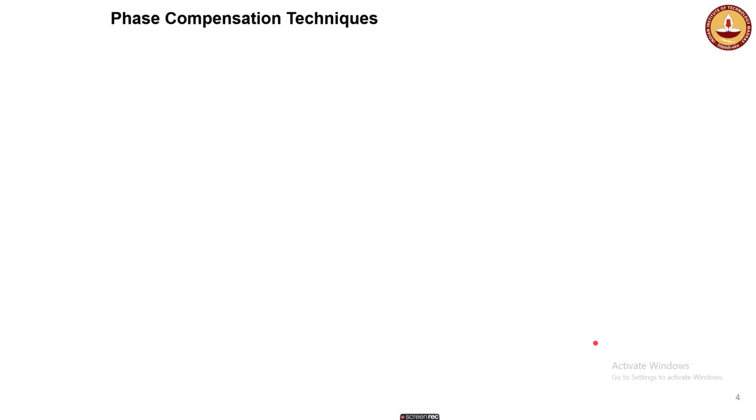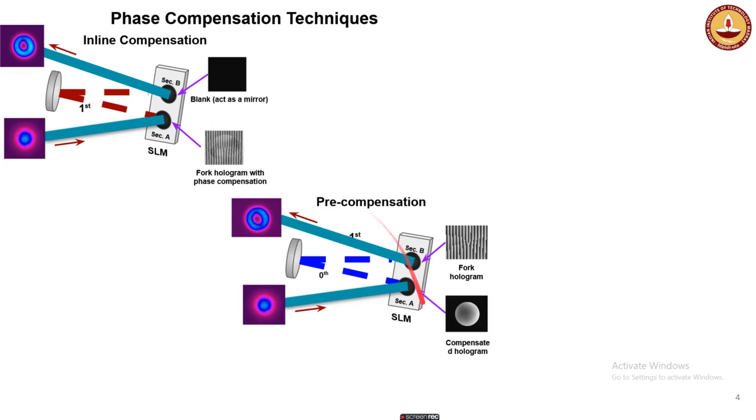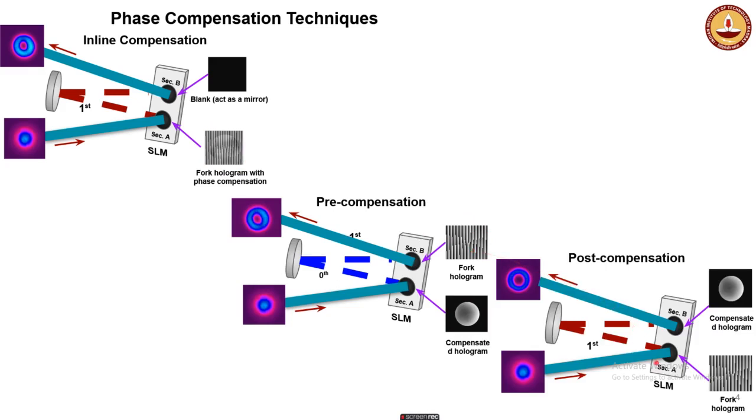Showing three different kinds of compensation techniques. First is inline compensation, where we are adding a compensation phase with the hologram. In the pre-compensation, we first correct the input Gaussian beam and then generate OAM, but in our method, at first we are generating OAM and then correcting.